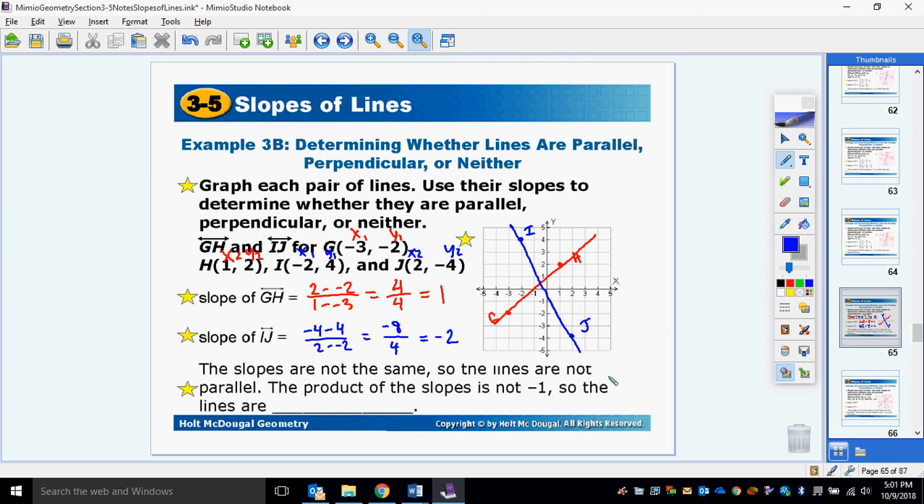Now when I multiply these, -2 times 1, I'm getting -2. I'm not getting -1. So the product is not -1. So that means the lines are neither. Why aren't they parallel? Because they're not the same exact slope. And obviously by the picture they're not parallel. So this is neither parallel nor are they perpendicular.